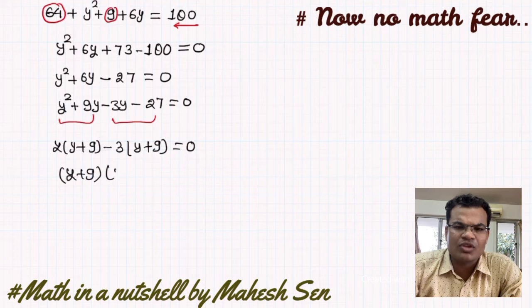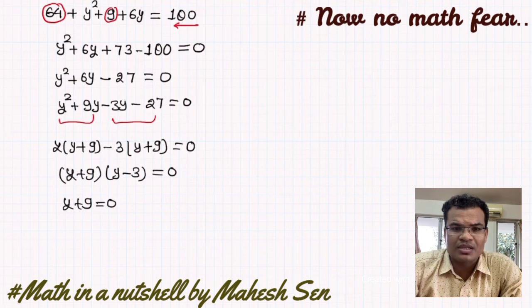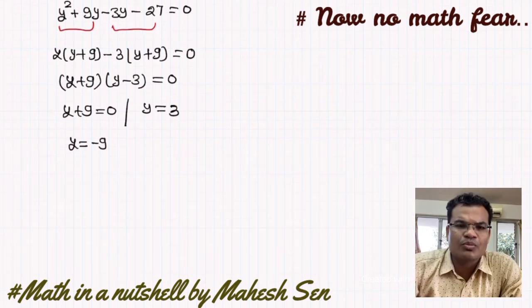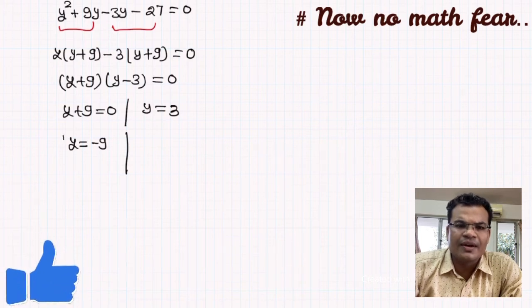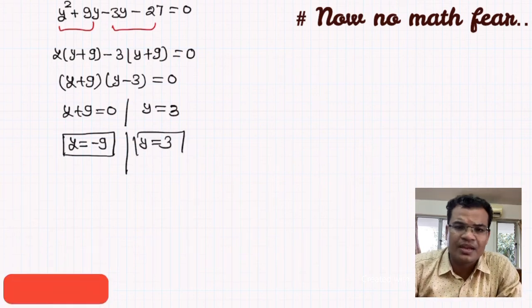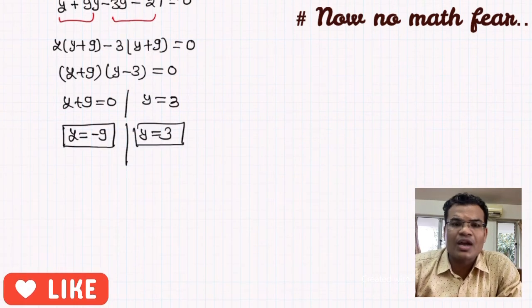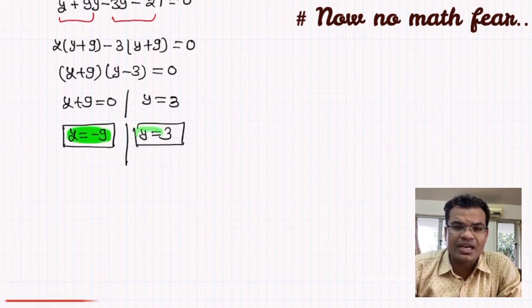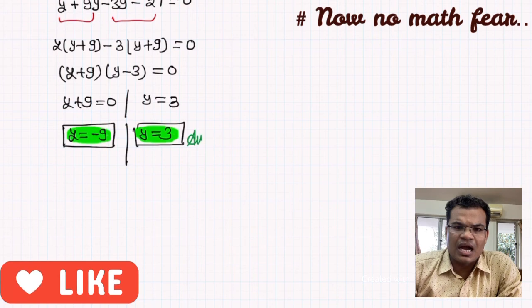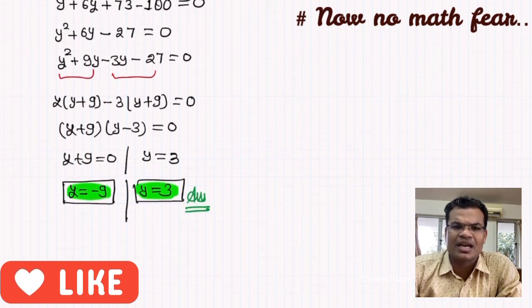(y plus 9) is the same thing, so we'll take it common, and the remaining will be (y minus 3). So y plus 9 equal to 0, or y minus 3 equal to 0, that gives y equals 3. So we are getting y equals minus 9, this is the first value, and y equals 3 is the second value. He was simply asking what is the value of y. So we get two values: y is minus 9 or y equals 3. This is our answer.